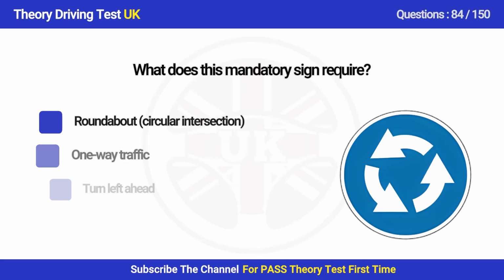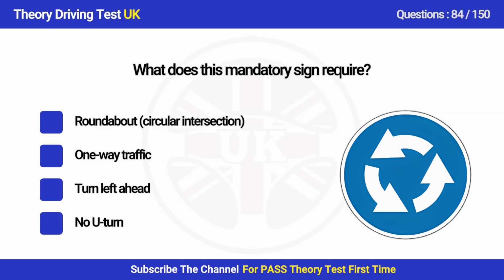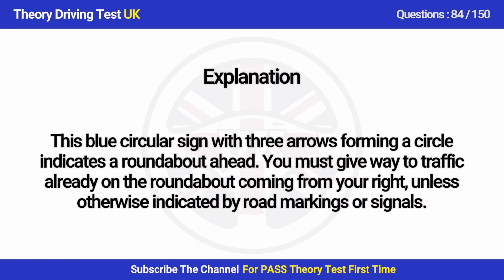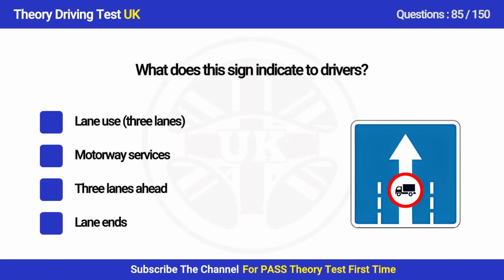Question 84. What does this mandatory sign require? A. Roundabout, circular intersection. B. One-way traffic. C. Turn left ahead. D. No U-turn. Answer is A. Roundabout, circular intersection. This blue circular sign with 3 arrows forming a circle indicates a roundabout ahead. You must give way to traffic already on the roundabout coming from your right, unless otherwise directed by road markings or signals.